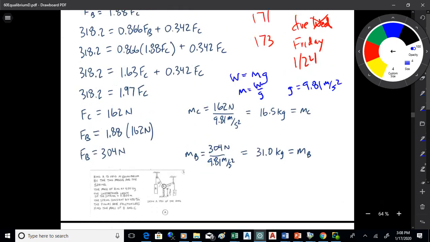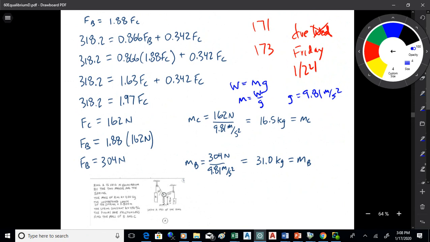All right. So that's the 2D version of equilibrium. Now we can do equilibrium in 3D also, so why don't we have a look at that?